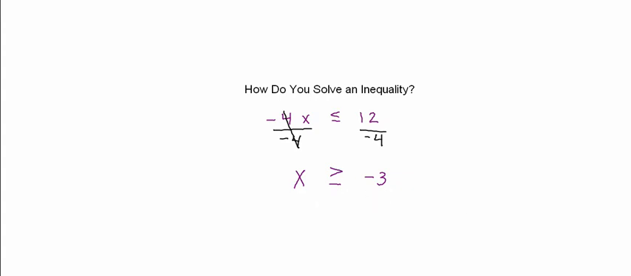Let's see what that looks like on a number line. We locate negative 3 on the number line, and this time we're going to use a closed circle. And that's because x could equal negative 3. It doesn't have to just be greater than negative 3. It could actually have the value of negative 3. So we're going to include that number in our solution set. And since x is greater than or equal to negative 3, we're going to draw our arrow to the right of negative 3.